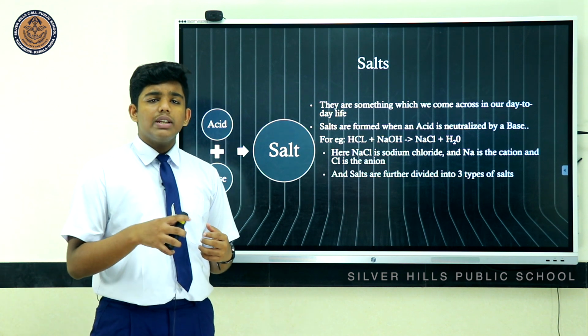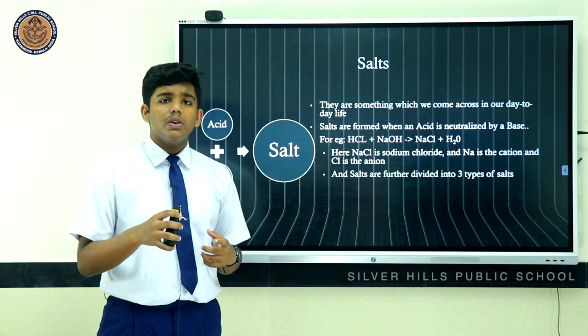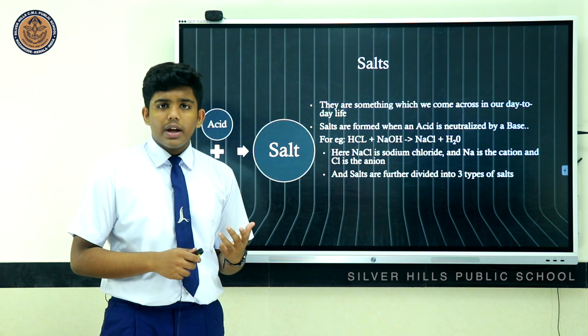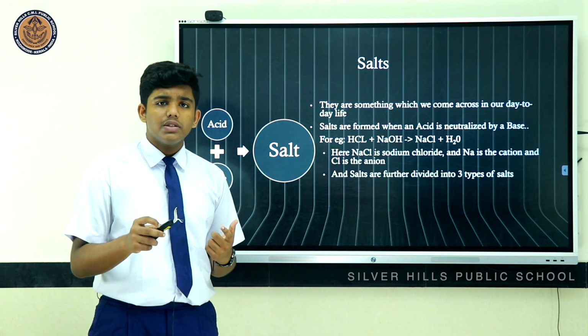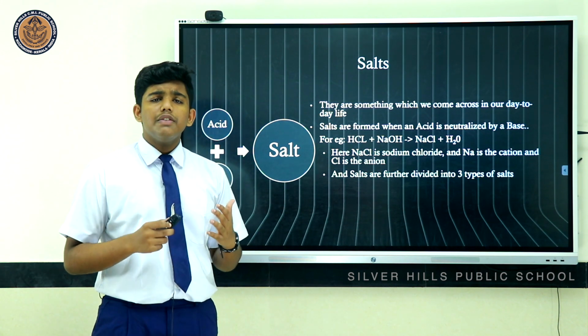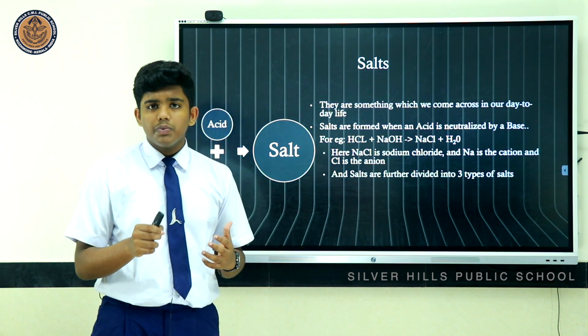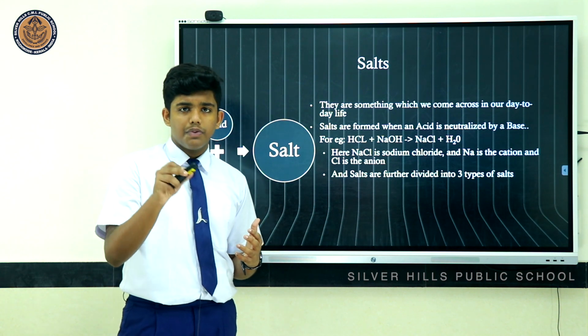So, depending on the types of acids and bases used to make a salt, the pH value of a salt differs. Potassium chloride, sodium chloride, zinc sulfate, etc. are the most important salts that we use in our day-to-day life. Since we know an infinite number of salts, it is very important to classify them. So, the most common classification is depending on the pH value of a salt.